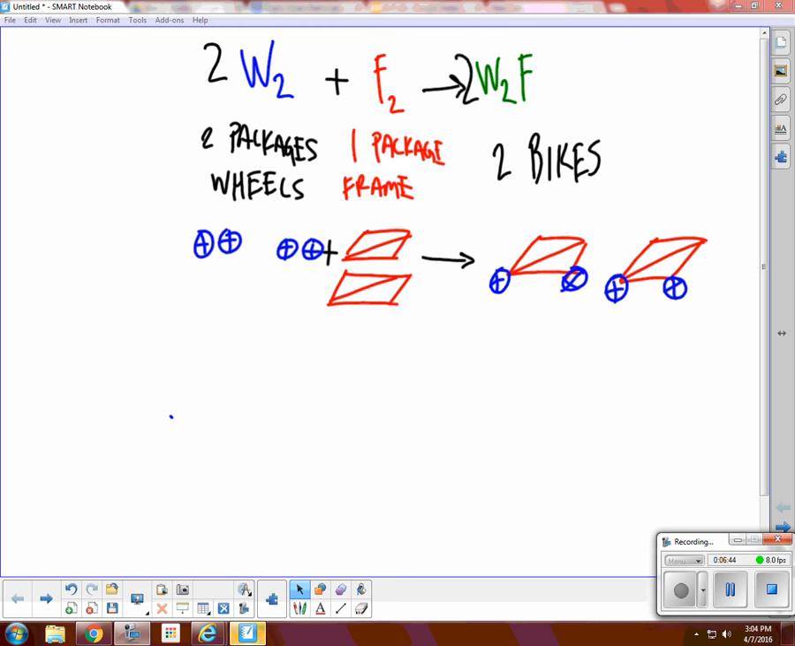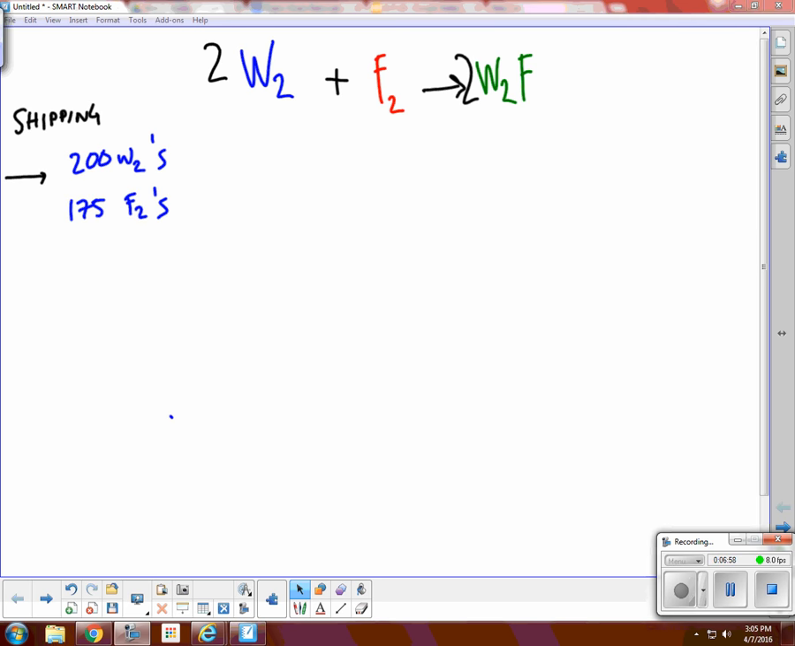Now what we're going to do next is come up with a situation that might happen if you are the head receiving manager for the Mostini Bike Company, the guy in charge of unloading the semis with wheels and frames. So, Mr. Shipping Manager, let's say that you just received a shipment of 200 wheel packages and 175 frame packages. How many bikes can you make?